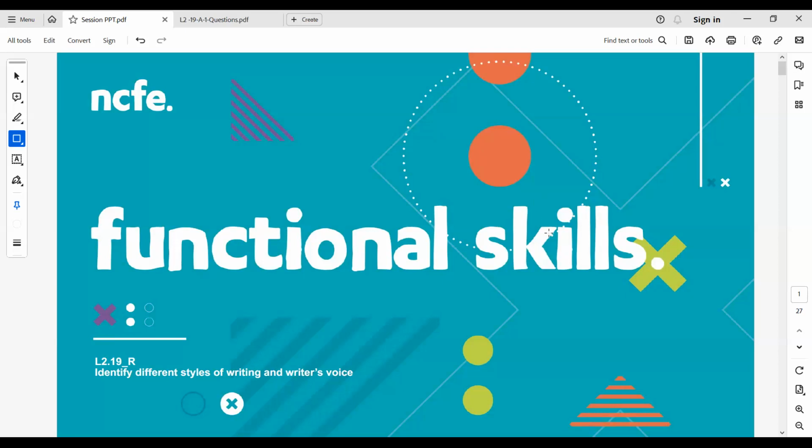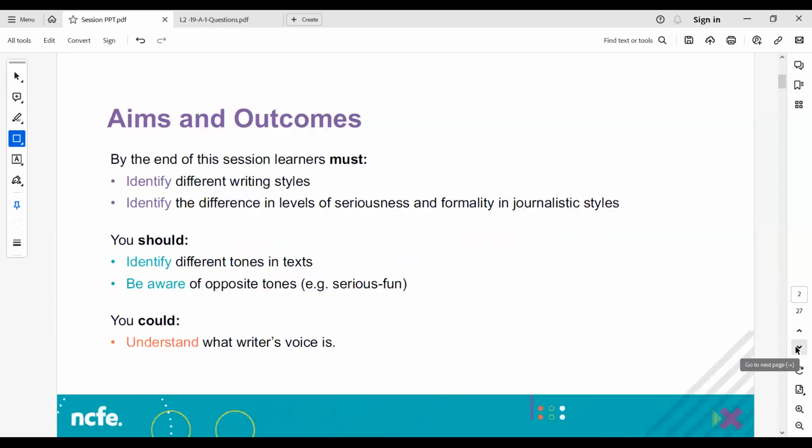Okay, so today we're looking at identifying different styles of writing and writer's voice. By the end of this session, you must identify different writing styles, identify the difference in the level of seriousness and formality in journalistic styles. You should be able to identify different tones in text and be aware of opposite tones such as serious and fun. And you could understand what writer's voice is.